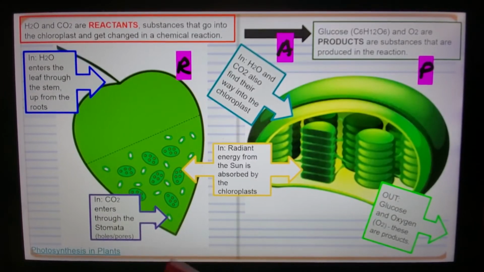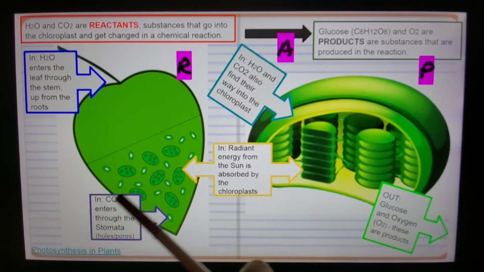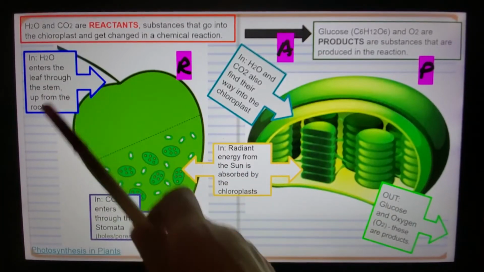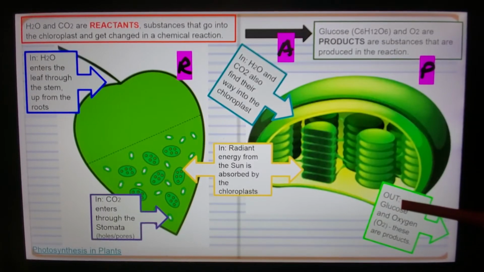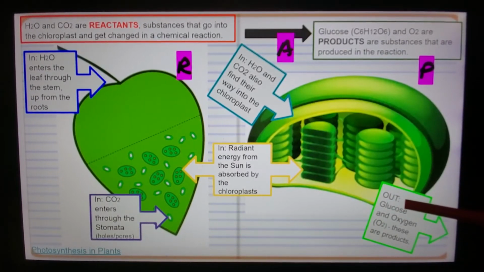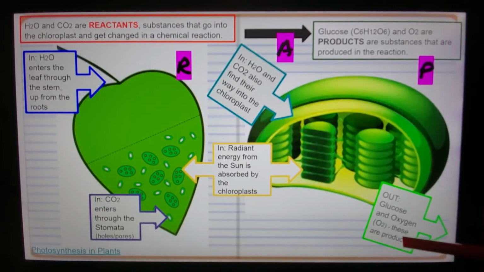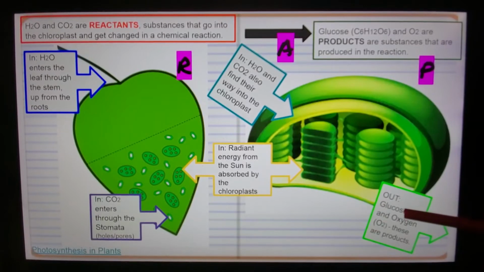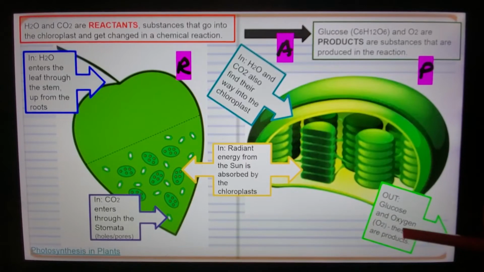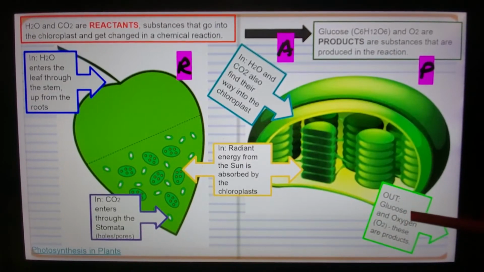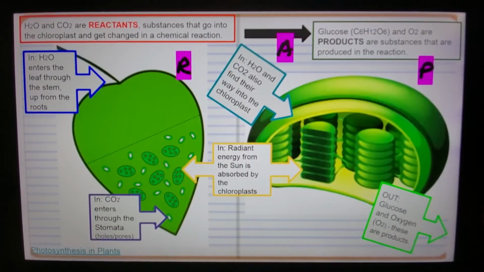I also want you to notice that I added the word "in," because this is what goes into the equation or the reaction. And then this is what comes out of the reaction, the product, which is glucose and oxygen. And lucky for us, because we as animals need these things to survive, right? Whether you're a grasshopper or a human, you need glucose to give energy to your body, and you need oxygen for you to respirate in.